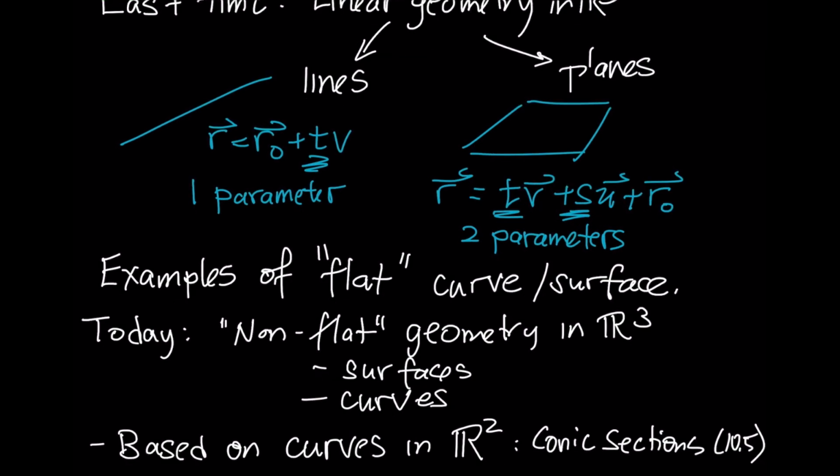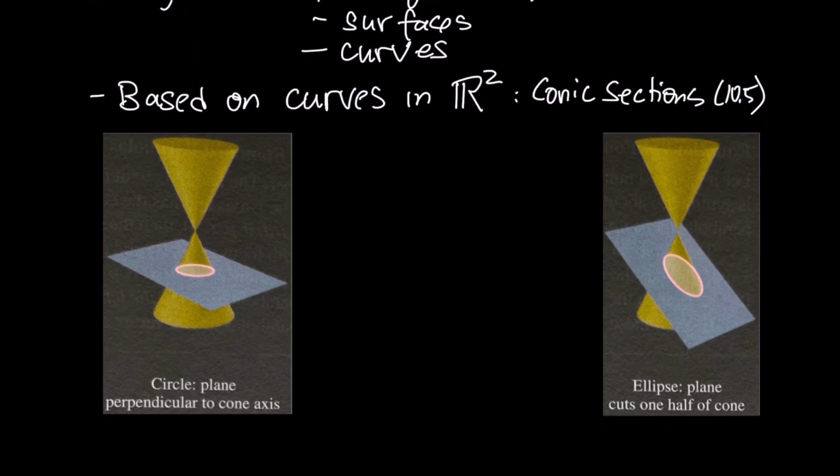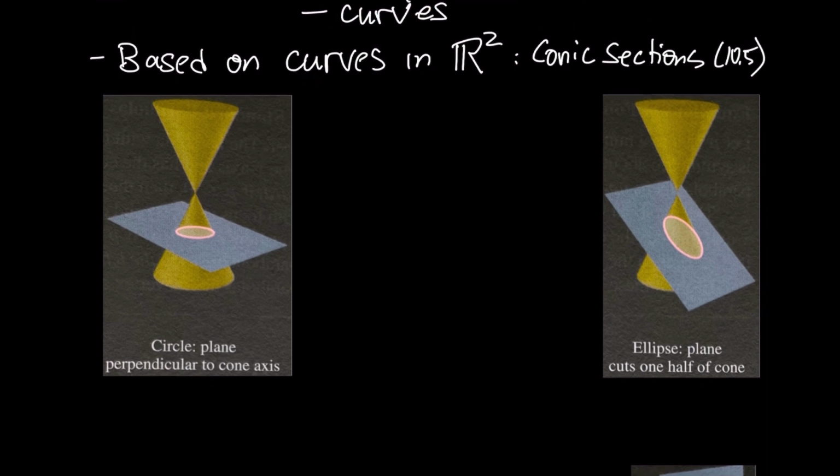All of the special results we're going to talk about are based on some curves from R2 called conic sections. Conic sections are the curves that you get when you take a cone and you intersect it with a plane. I've got some images here representing different conic sections. Here's a cone. When you have a plane intersecting it perpendicular to the axis, it generates a circle.